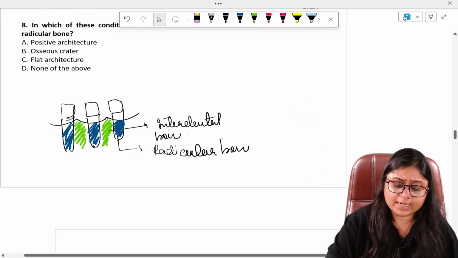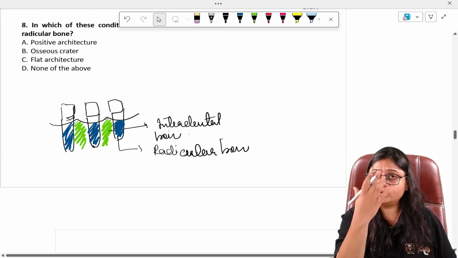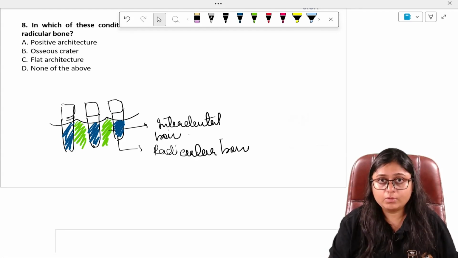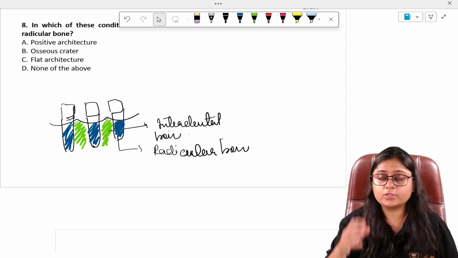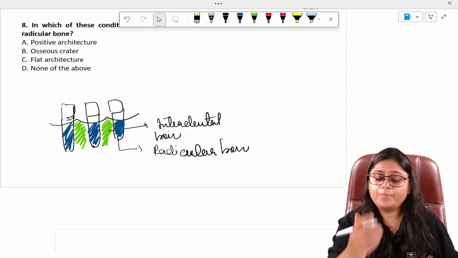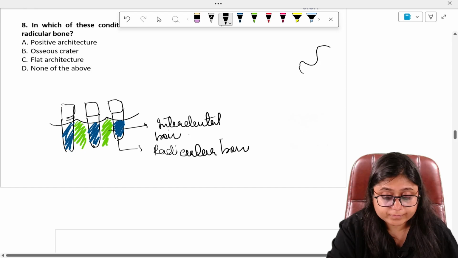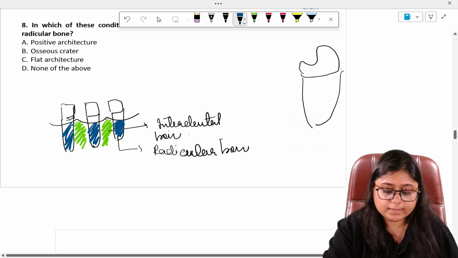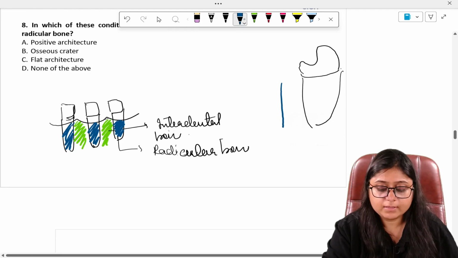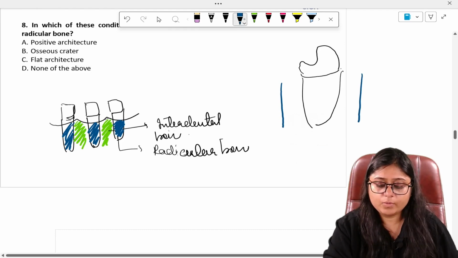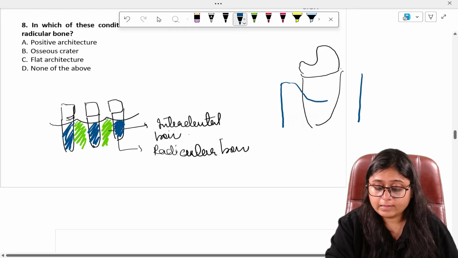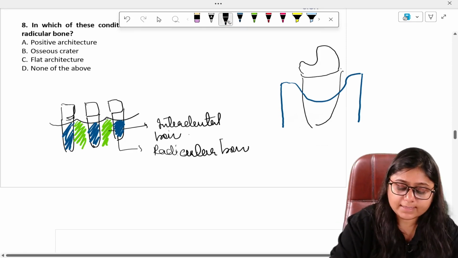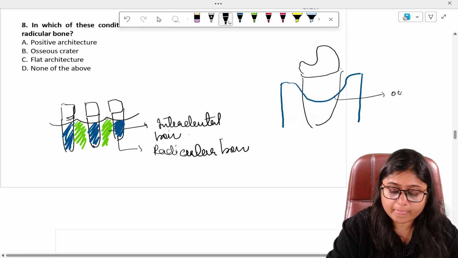The next option is osseous crater. Osseous craters are because of the loss of the interproximal bone, and here the facial and the lingual plates are intact. So if I am looking at the tooth from a proximal aspect, this is the tooth and here is the bone. This is the facial plate, this is the lingual plate, and this type of defect is present. This is what is called the osseous crater.